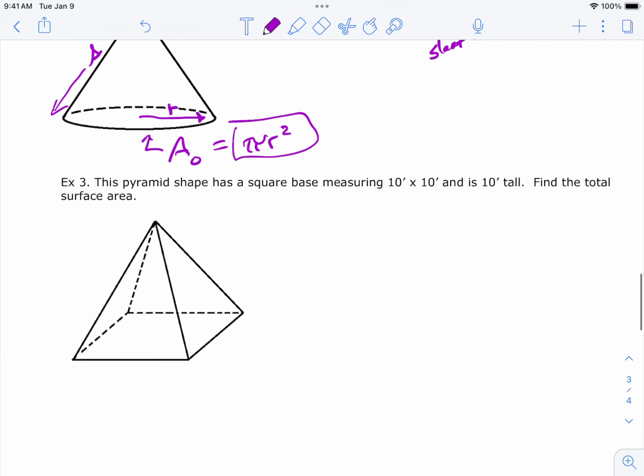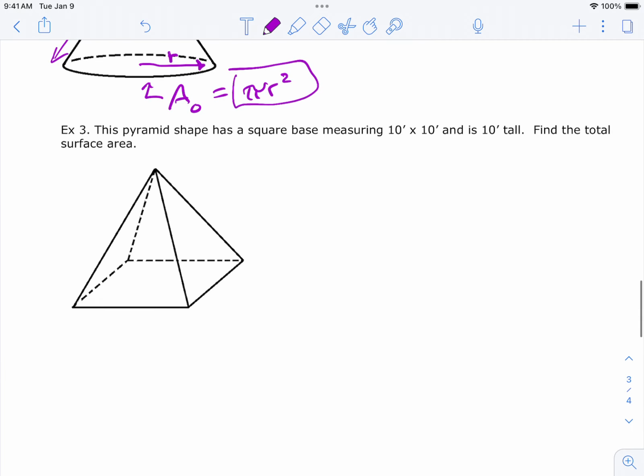Well, this is a nice question. Let's see now here. The pyramid has a square base measuring 10 feet by 10 feet. So that would be the base. The base, that's easy. The area of the base, it's a square measuring 10 feet by 10 feet. So the base is 100 square feet.